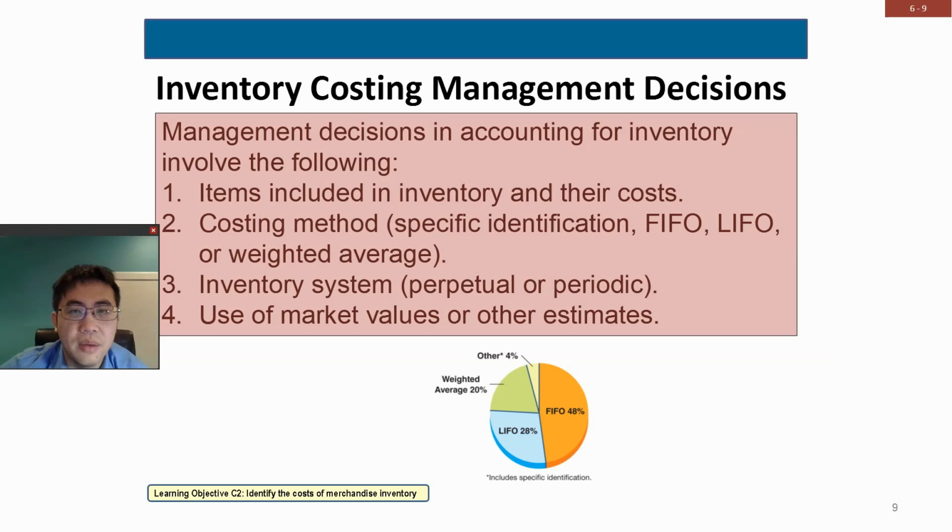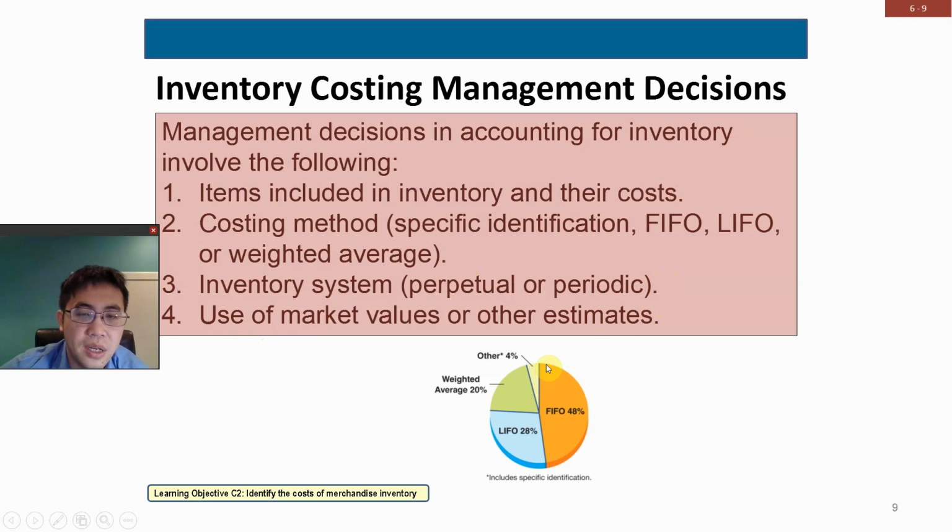Here are the basic steps for making the decisions. You have items including inventory and their cost. That's the first thing you need to figure out. And also you need to know what costing method you are using. There could be first in, first out, last in, first out, or weighted average. Then you will decide whether the inventory system you use is perpetual or periodic. Since we do a lot of practice here, the perpetual system would be more advanced for us to practice. And also you need to use market values or other estimates.